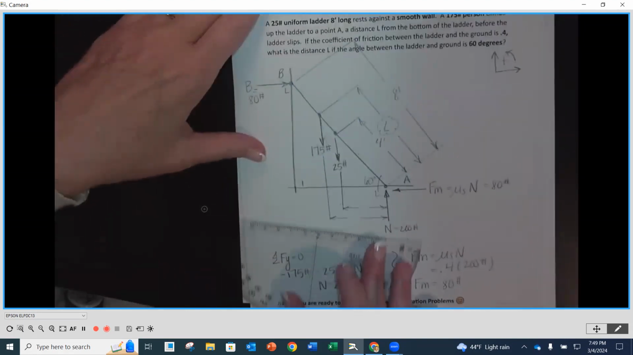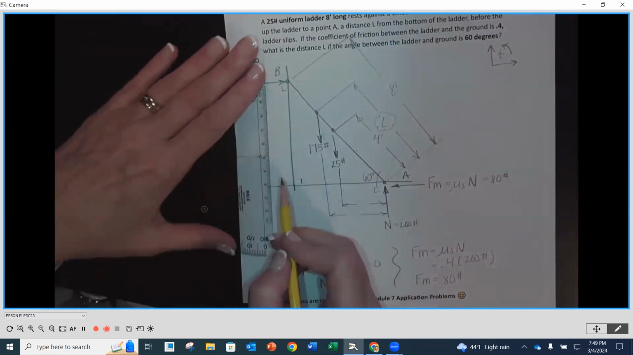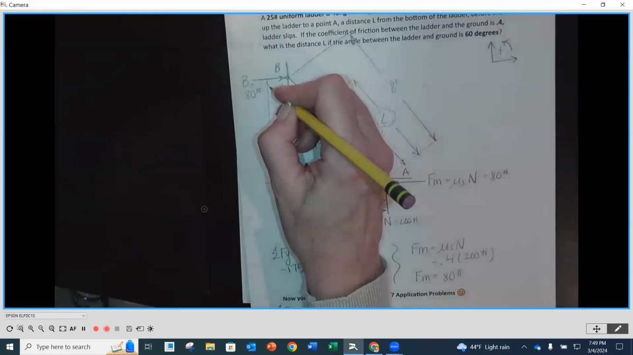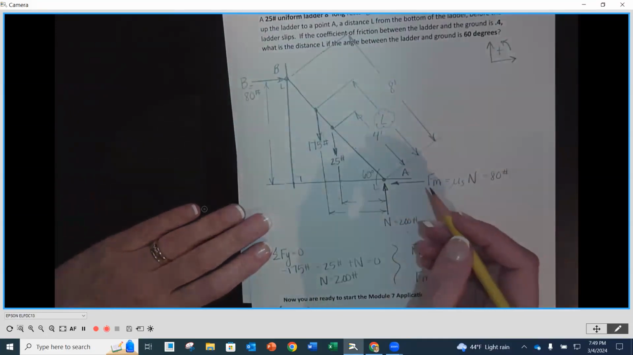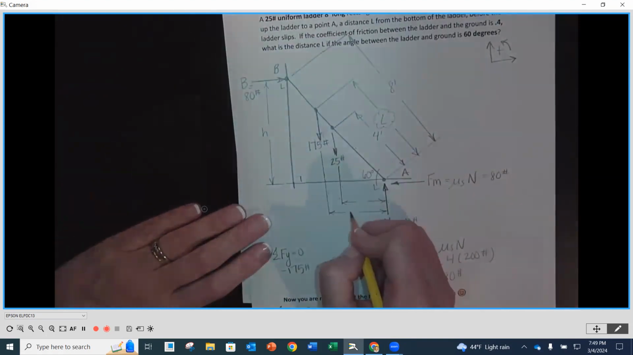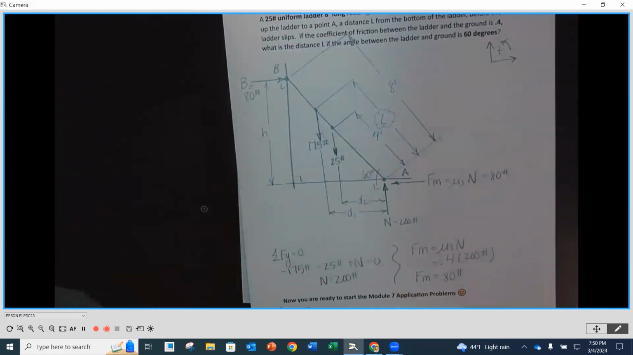Then the other perpendicular distance we're gonna need is going to be this one from here to here, because we need to include that 80 pounds in our moment. So I'm going to call that H for height. I'll call these D1 and D2. So what I need you to do right now is to calculate H, D1, and D2.